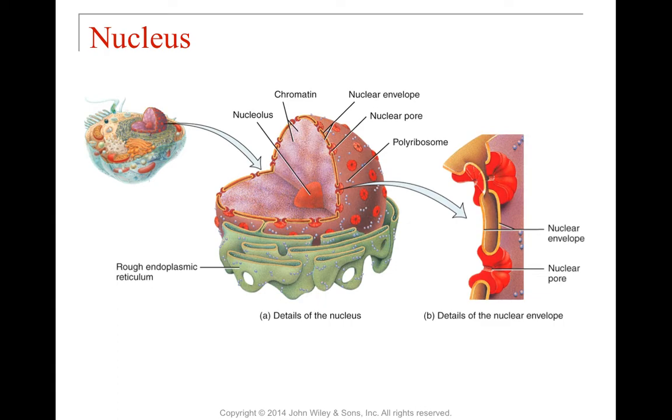So when we're ready to divide, all this chromatin is going to get condensed into chromosomes. But right now it's decondensed, and that's important because we're using it to create RNA. So DNA makes RNA, and RNA makes protein. All right?